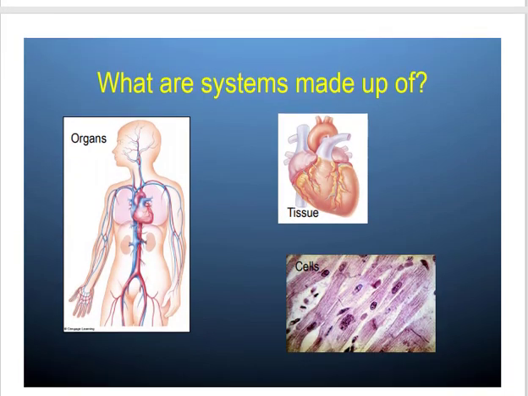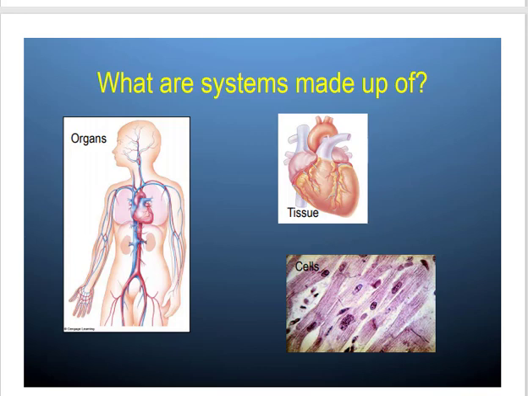All right, let's take one quick step back. So I'm talking a lot about organ systems here, but let's start off at an even more basic level. What are you even made of? I was saying earlier, let's talk about the integumentary system. The system itself is made up of several different organs. Organs are made up of different tissues, and tissues are made up of different cells.